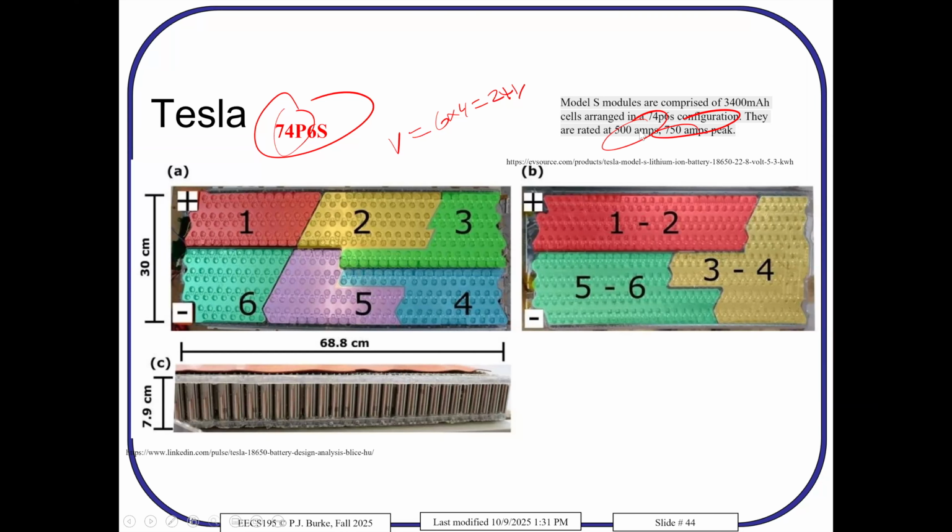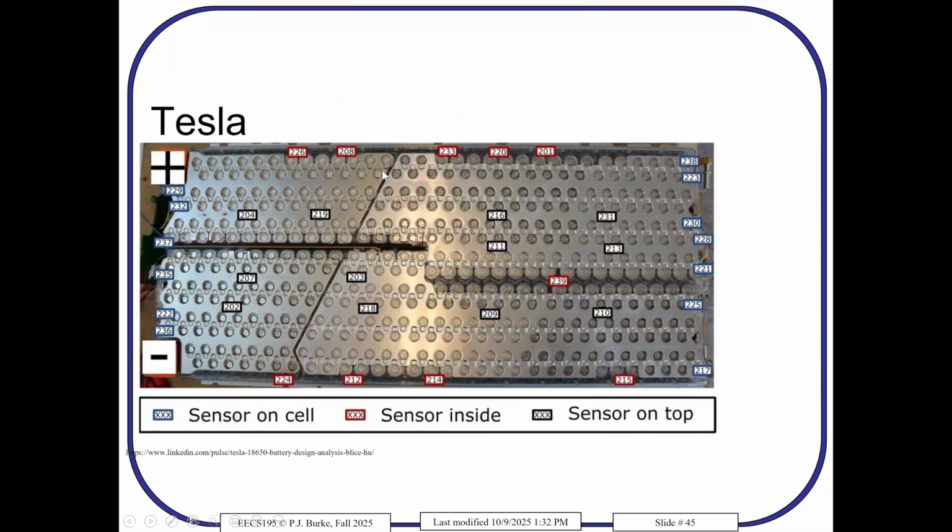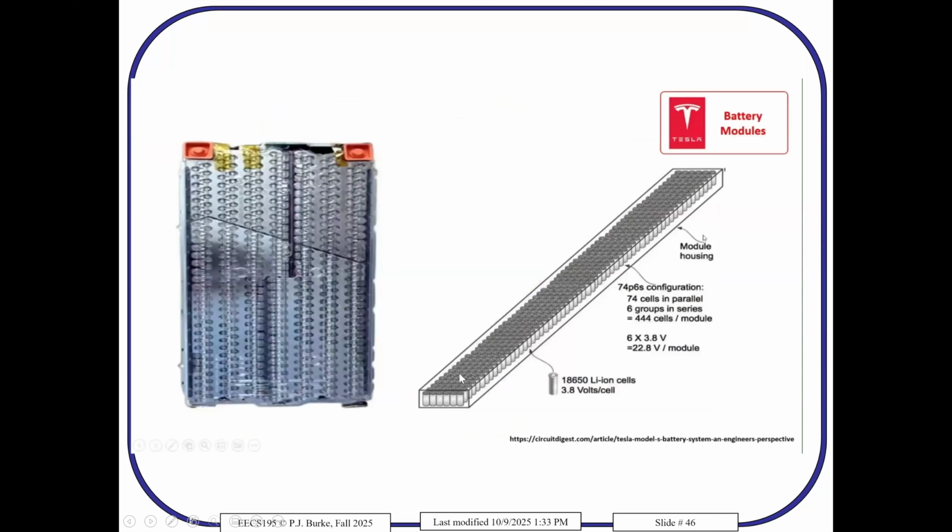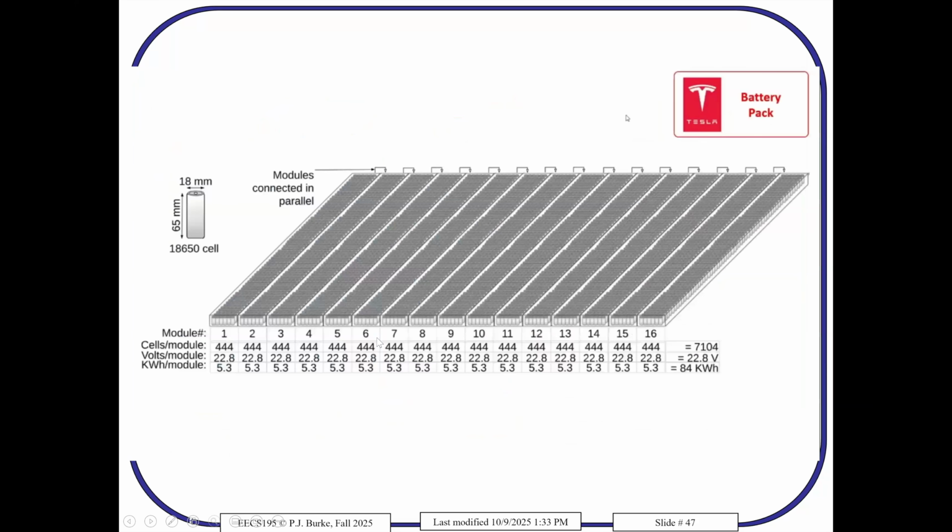That's actually just the pack, and then there are the packs of packs. This is one pack of 74P 6S, so it's 444 batteries, 22.8 volts, and 750 amps. And then the actual car has 16 of those packs. So the total number is 7,104 18650s. And the voltage is 20 volts, and the current is 16 times 750 amps. That's a lot of amps.